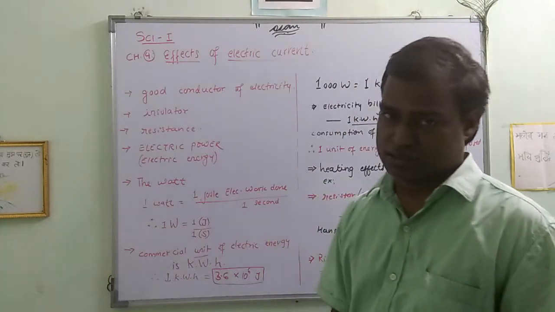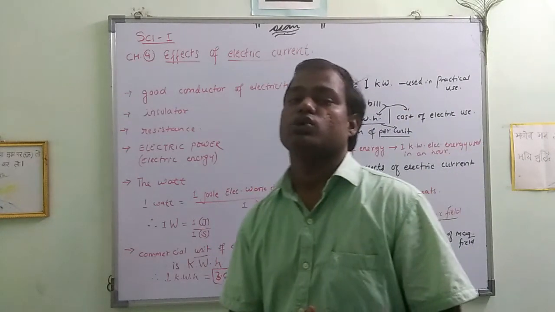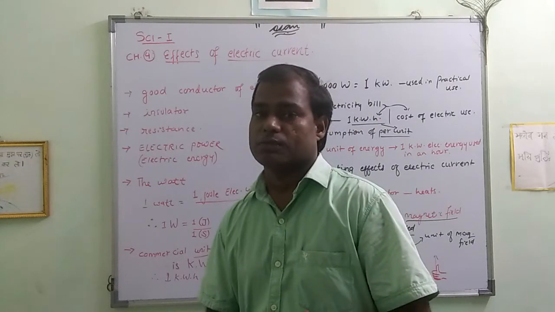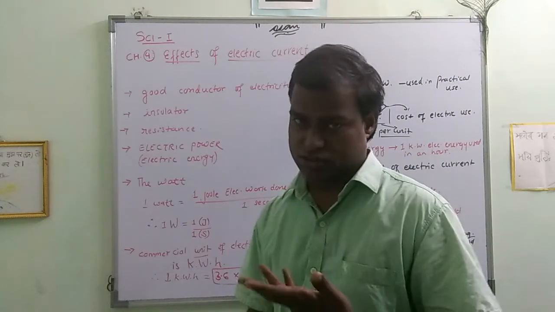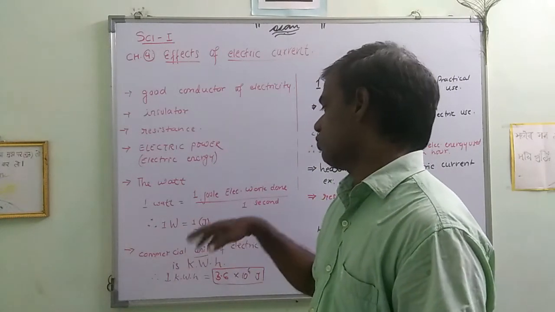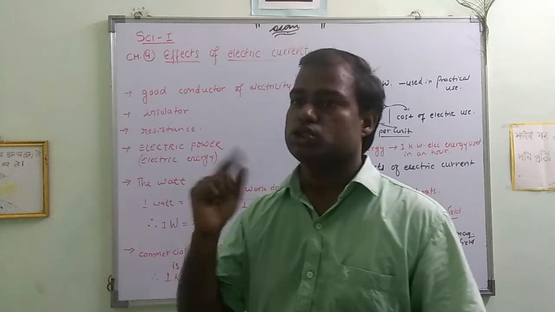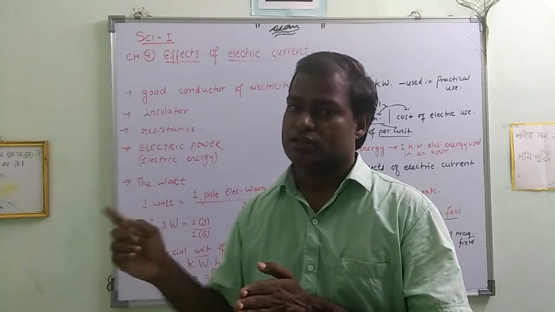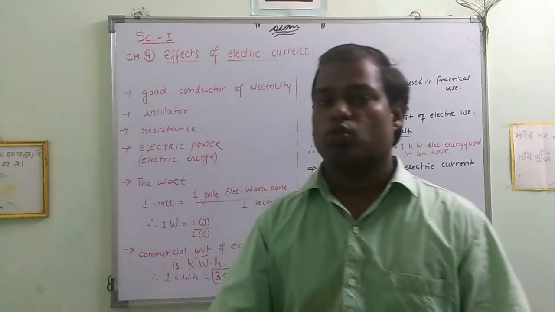So what is watt? W-A-T-T, watt. Watt is a unit which is used to measure the current or power. Now 1 watt means how much? If somebody asks you what is the watt, you can say that 1 watt means 1 joule of electric work done. If some particular work is done through electricity, that means 1 joule of work is done in 1 second. That is called 1 watt.